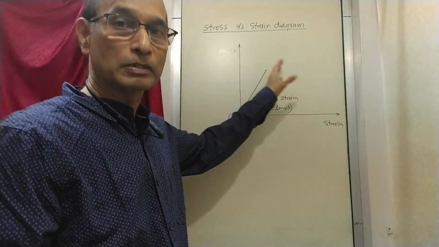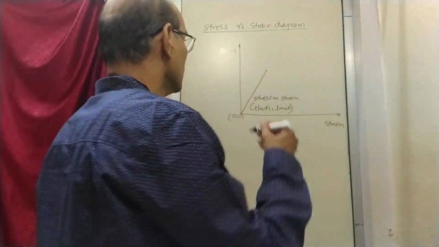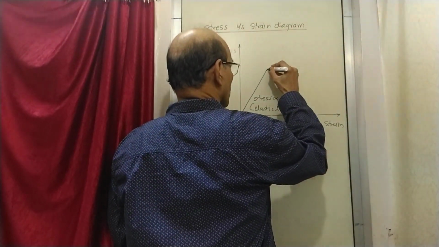Now let's see what happens after this. After this, the curve is actually shown like this.